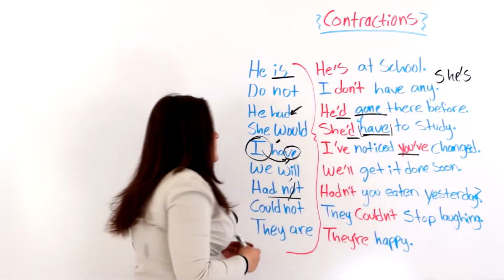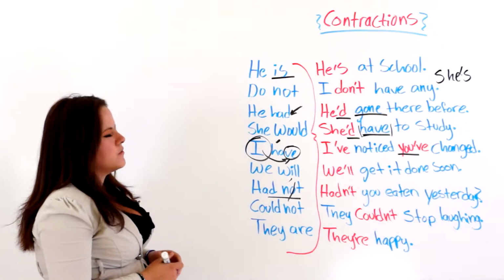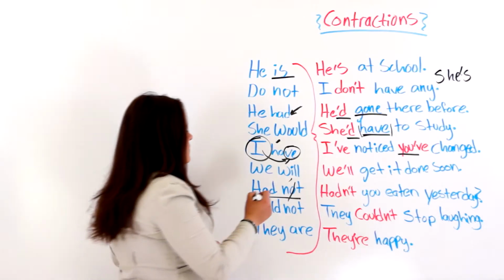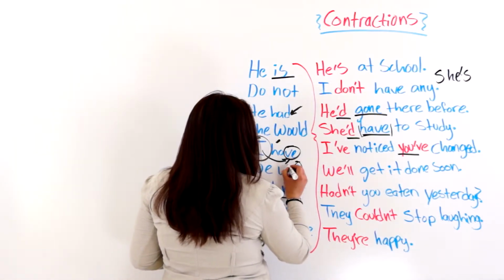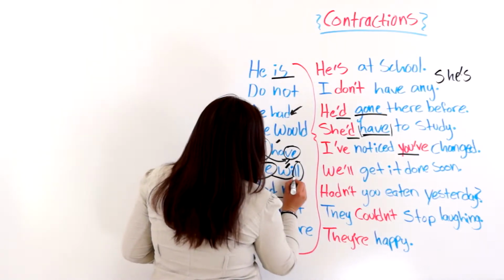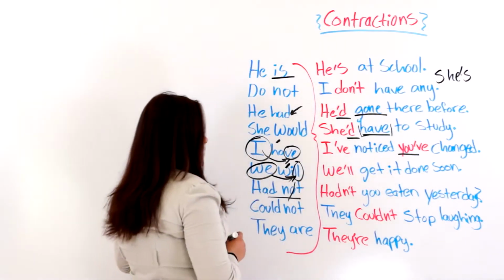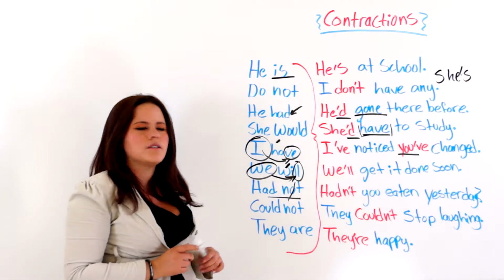Next one, we will. We'll get there soon, okay? You just take this away, and you just use an apostrophe and this one, right? We'll, okay? We'll get it done soon.